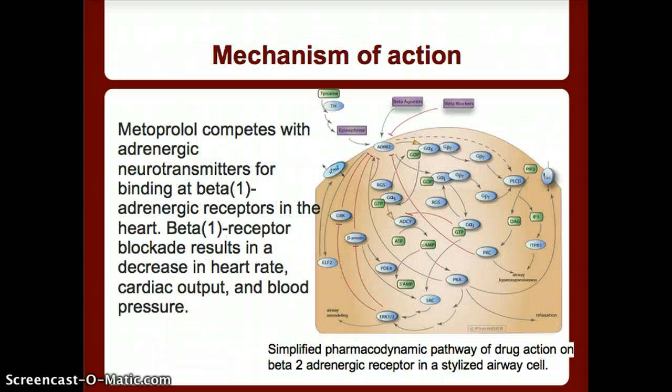The way metoprolol works is by competing with adrenergic neurotransmitters for binding at the beta receptors in the heart. So a blockade at the beta receptor results in a decrease in heart rate, cardiac output, and blood pressure. As you can see in the simplified pathway, the beta blockers come in and inhibit action at this first step, which prevents the rest of the pathway from occurring.